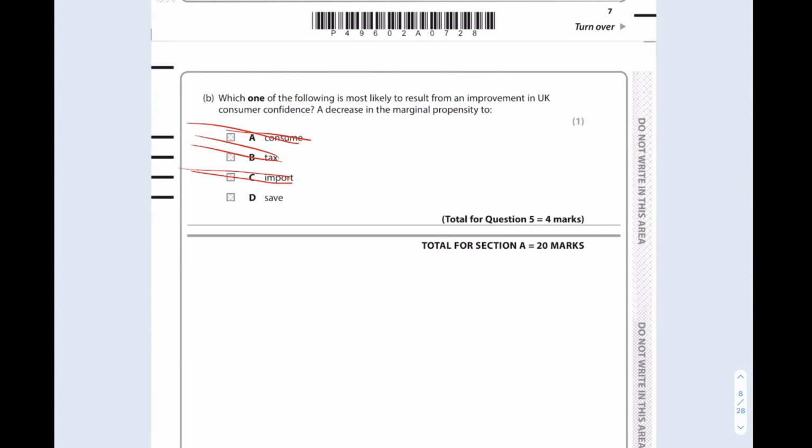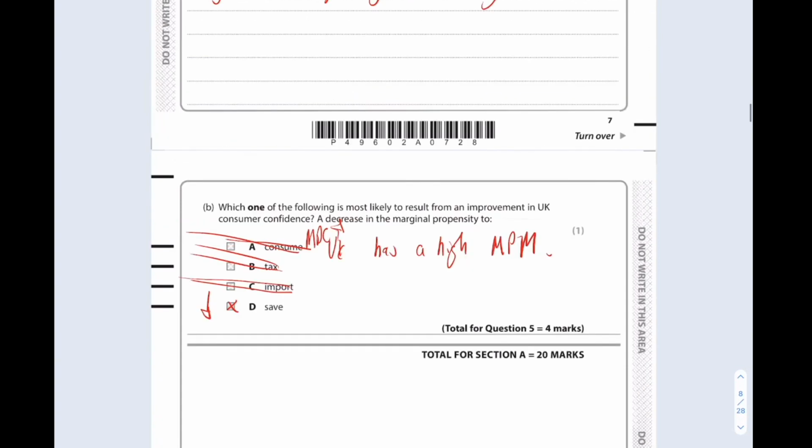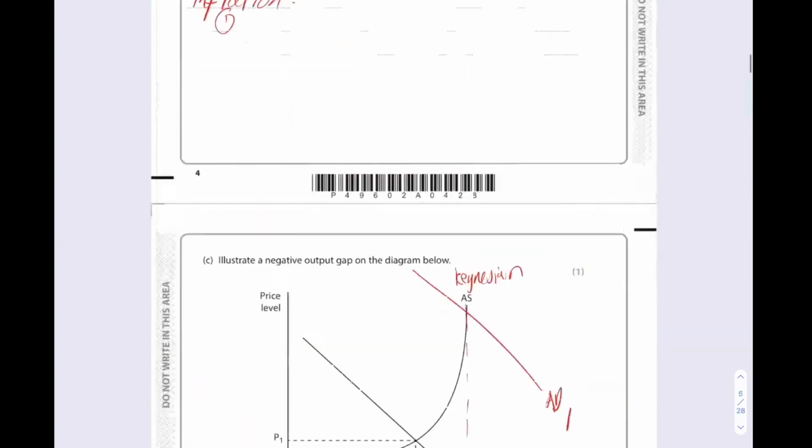No, if we're thinking about the UK economy, the UK has a high MPM, meaning that they spend a significant proportion of any additional income on imported goods because we don't produce those. And then finally, save. Well, if there's an improvement in consumer confidence, then actually we might consume more. We might have an increase in MPC. So we're going to have potentially a fall in MPS. And that is the last answer to the question. And we have done that.